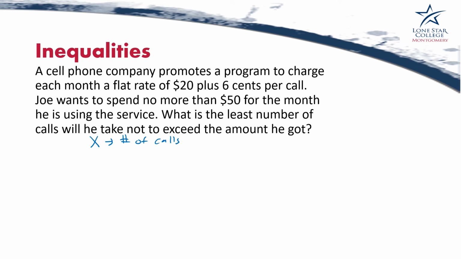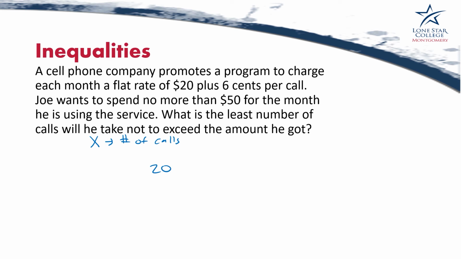It says he's charged each month a flat rate of $20. What does that mean? It basically means that no matter what he does with his bill, whether he makes 0 calls or he makes 1,000 calls, he will always be charged $20 regardless. So first off, he's charged $20. Now it says plus an additional 6 cents per call.